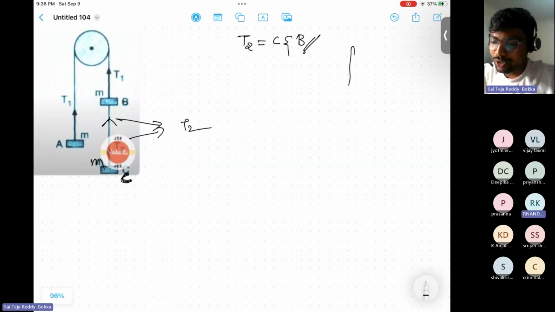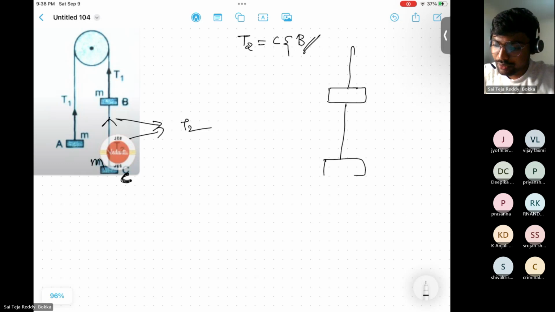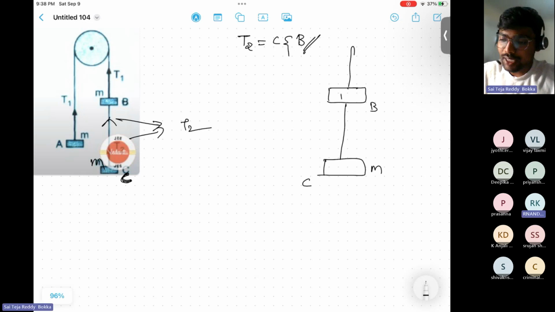Just try this. I'll solve the free body diagrams for you. After that, you can do that. So block C has mass M, and block B has mass M. We have tensions here that we call T2 and T1.